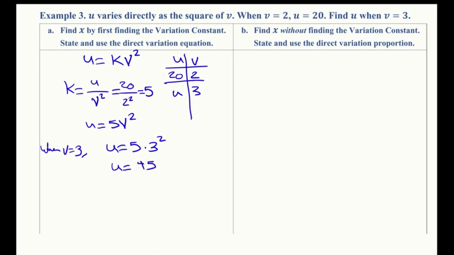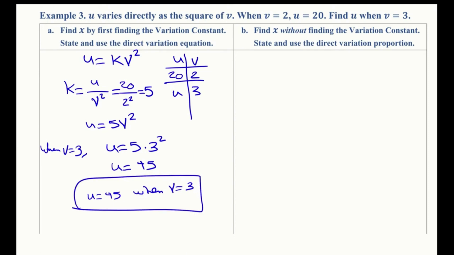So if you want to answer it real professionally, you would say u equals 45 when v equals 3. All right, so that's the classic approach with finding the constant first and then stating and using the direct variation equation. Now we can do this also without the need to find k.